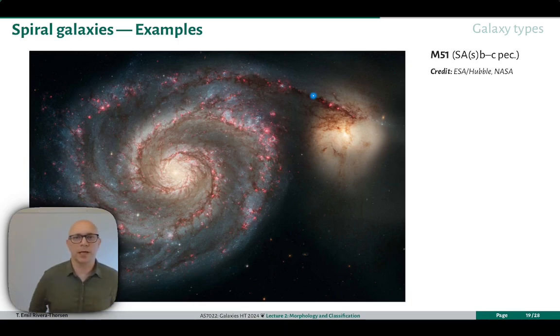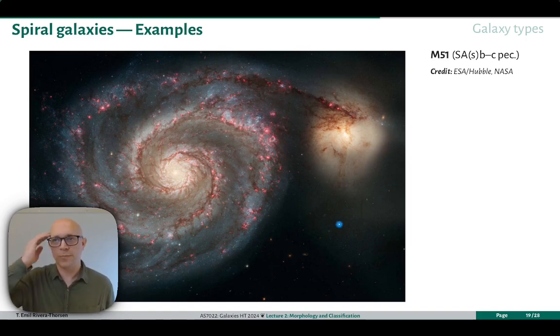You may remember this galaxy from the last lecture. This is M51, which has a long, complex categorization, because since the Hubble classification scheme was made, of course, people have refined it and made a bunch of subclasses and so on. But it is an SAB, SAC galaxy. And it's also called a peculiar galaxy because, as you can see here, it is interacting with a companion galaxy, which makes it a little bit strange.